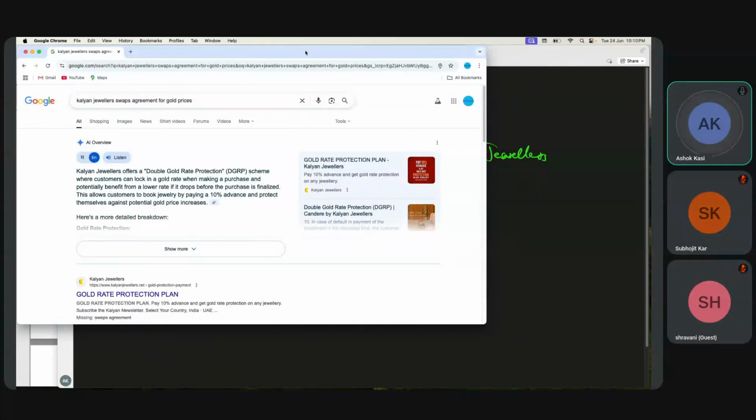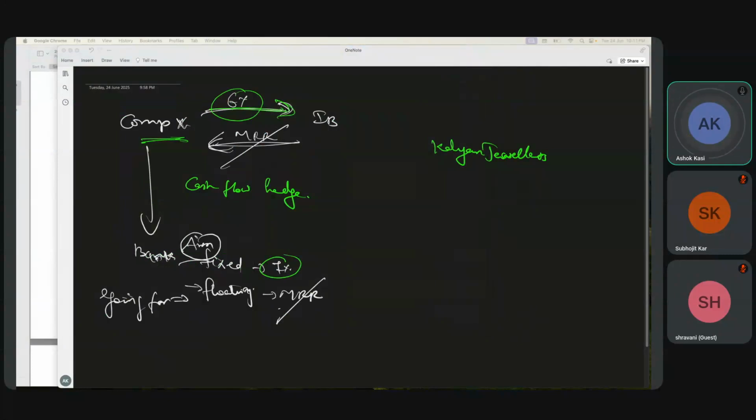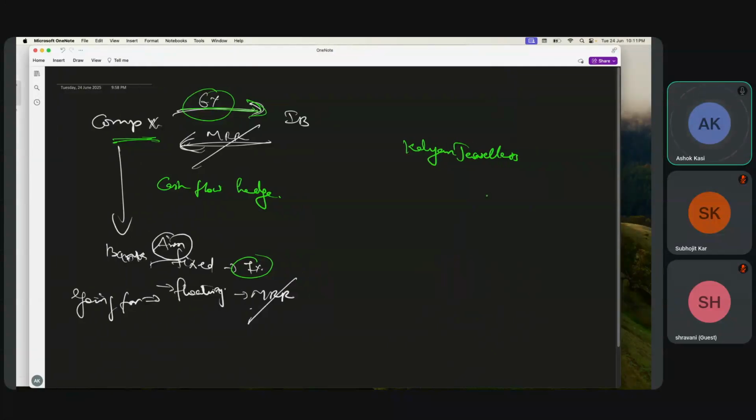But then every gold company will enter into this kind of swaps. So Kalyan Jewelers will say, because they want to maintain the price of their inventory. Their inventory is what? Gold.